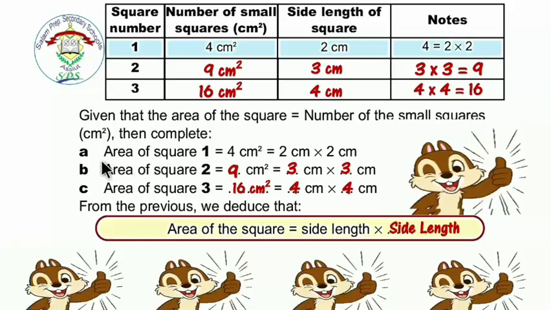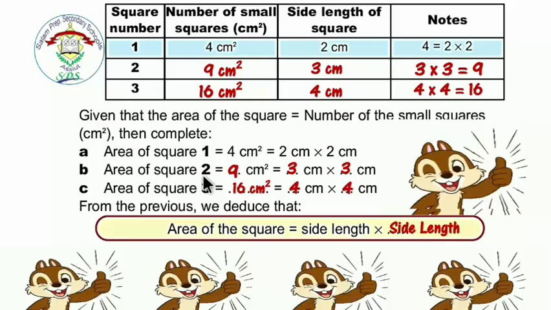Area of square 1 equals 4 square centimeters, equals 2 centimeters times 2 centimeters. 2 is side length. Side length is 2. We know area equals side length times side length. Side length is 2. So area of square 1 equals 2 centimeters times 2 centimeters equals 4 square centimeters.